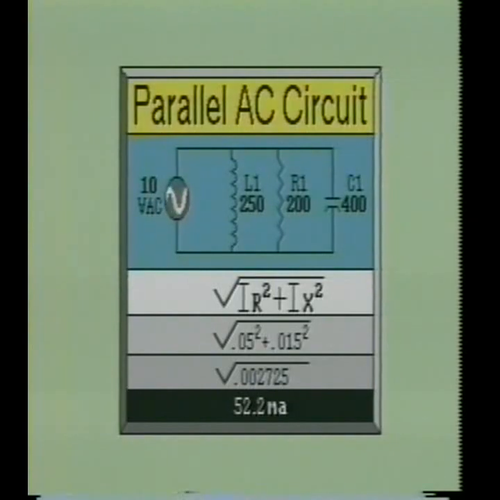Once we know the total reactive current flow and the current flow through the resistor, we use the formula square root of IR squared plus IX squared. Remember, IR is the current flow through the resistor, and IX is the reactive current flow. This will show there is a total current flow of 52.2 milliamps through the circuit.